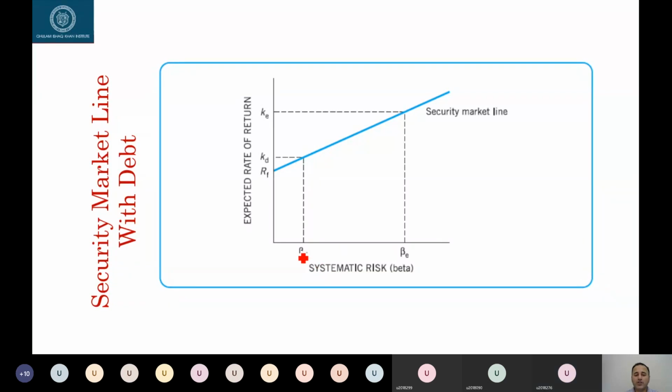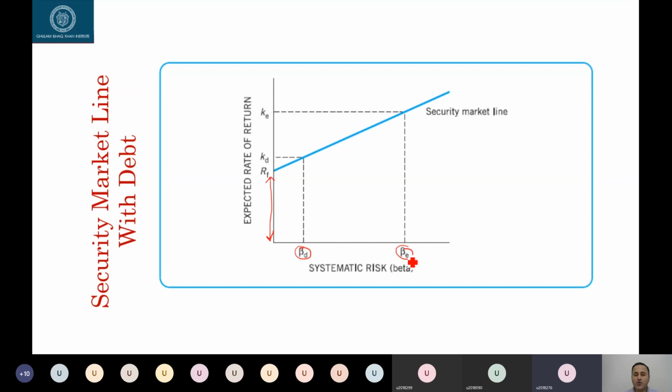We can actually calculate beta for debt instruments as well as for equity. This is the security market line. Of course, it starts with the risk-free rate. This is what you get at risk-free. You do not take any risk here. It's like investing in a government security.